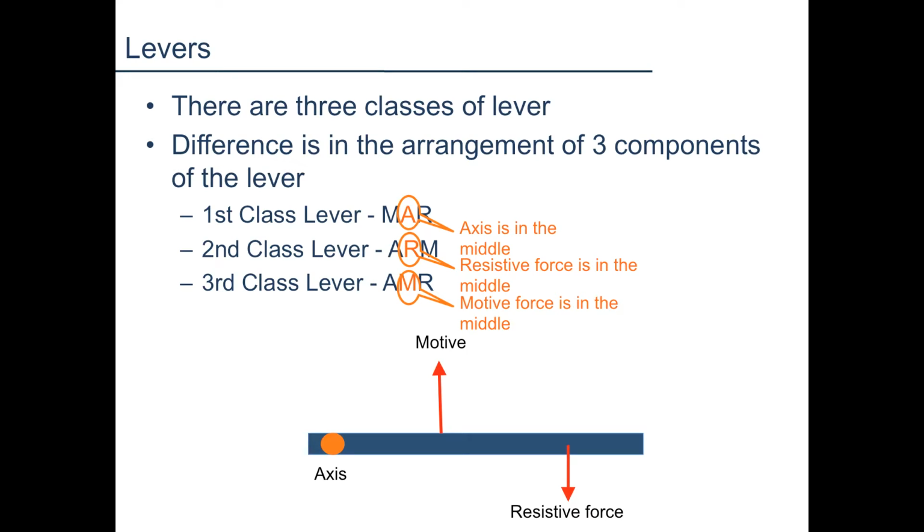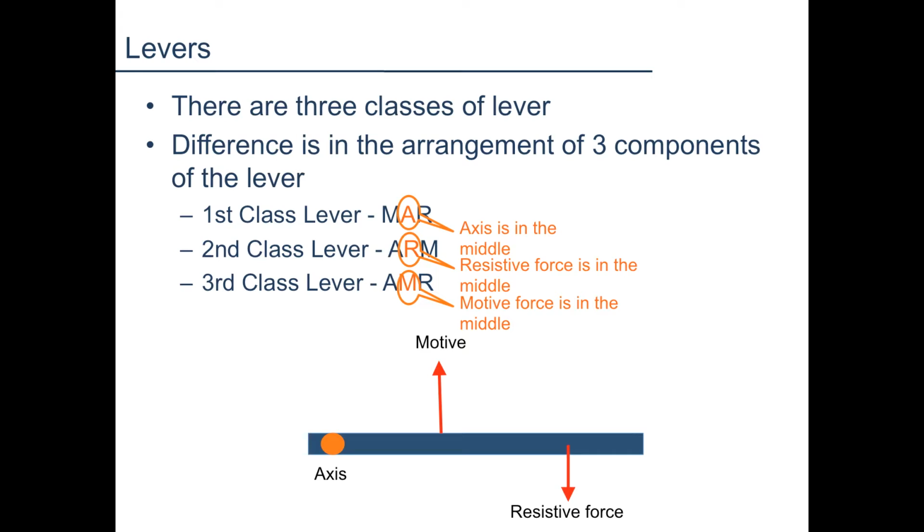The lever system can be classified into three groups based on its arrangement of the axis, motive force, and resistive force. The one in which the axis is in the middle and the motive and resistive forces are on the opposite sides of the axis is called a first-class lever system. The second-class lever is the one in which the resistive force is in the middle, and the third-class lever is the one in which the motive force is in the middle.